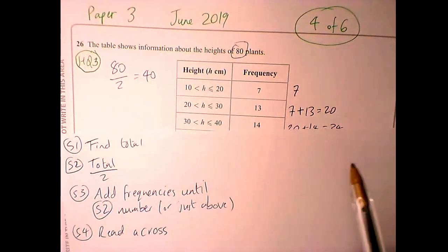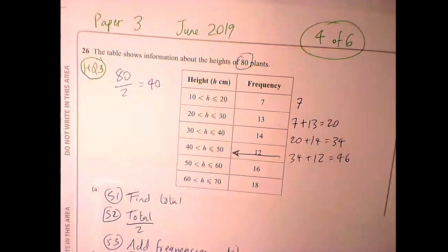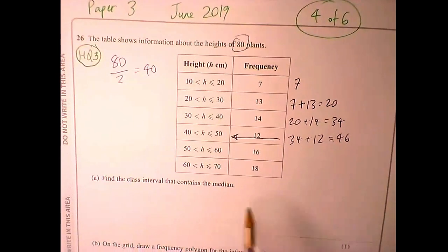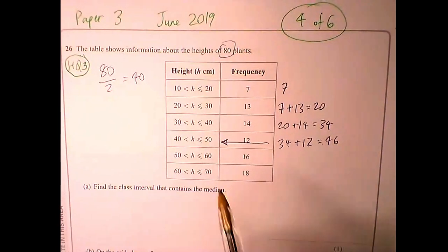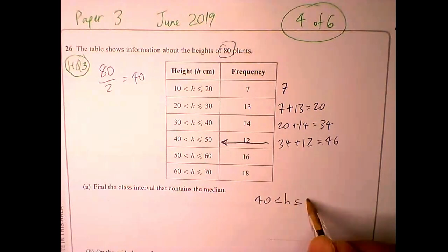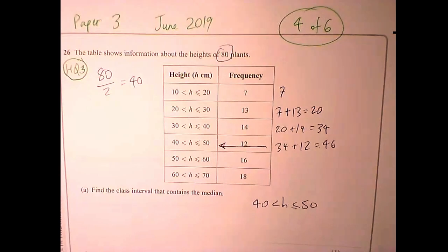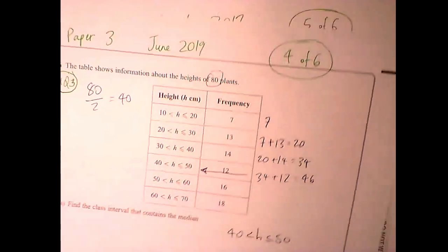And my last step, step 4, I read across. And so my median class interval is 40 to 50. Okay, I hope you got that right. Well done if you have. Let's go to the next question.